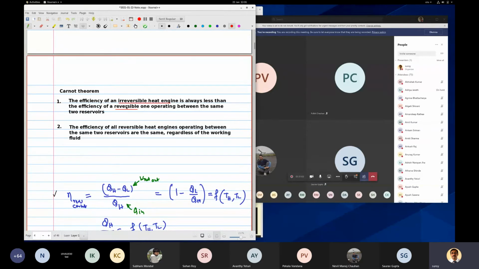So it says that the reversible heat engine will have the maximum efficiency between these two temperatures, operating between TH and TL. Now, it also says the efficiency of all reversible heat engines operating between the same two reservoirs are the same, regardless of the working fluid. That also he figured out.